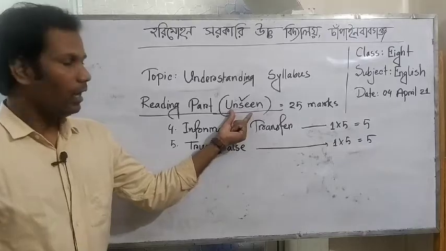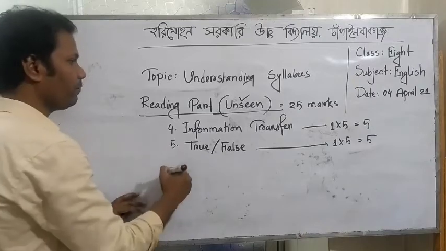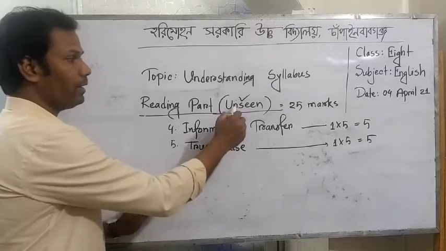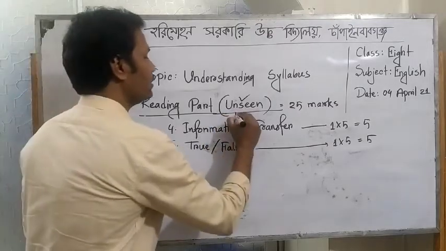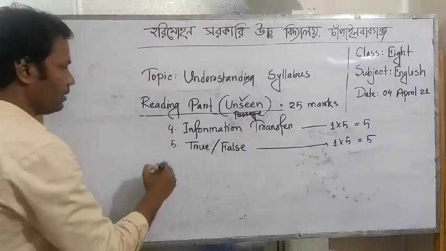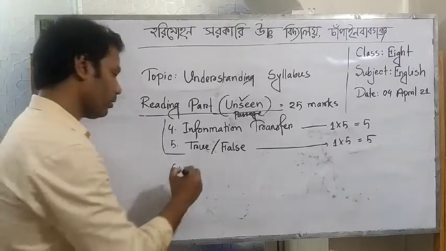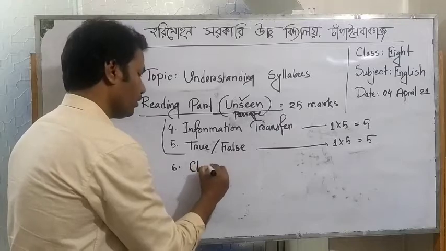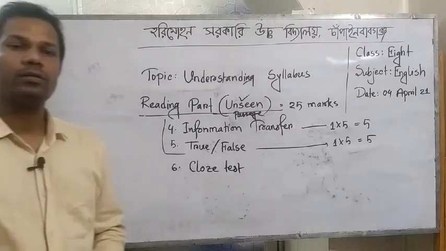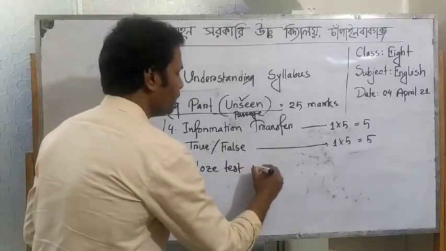And of course, in the reading part, unseen, some other items will appear. These two items will appear from an unseen passage. These are the 4 passages. And out of the passages, what are the items? Number 6 is close. That means here will be the close item. Number 1 is close with clues.